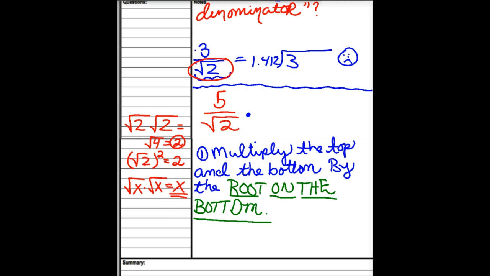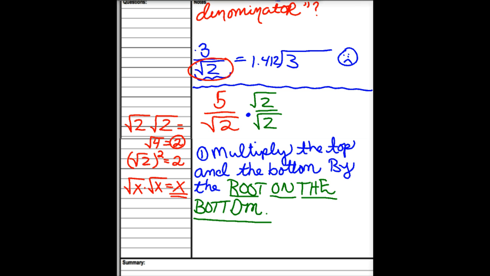So what we did not like historically about doing 5 divided by the square root of 2 is we didn't want to do long division. So someone very clever said, you know what? I'm just going to multiply the top and the bottom by the root on the bottom. Now why can you do that and not change the value?